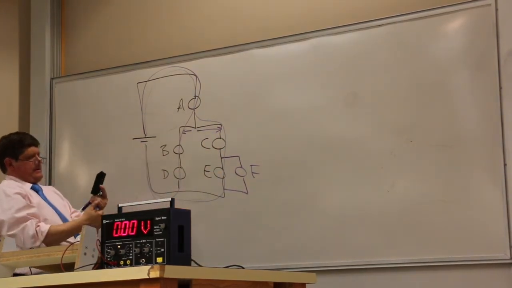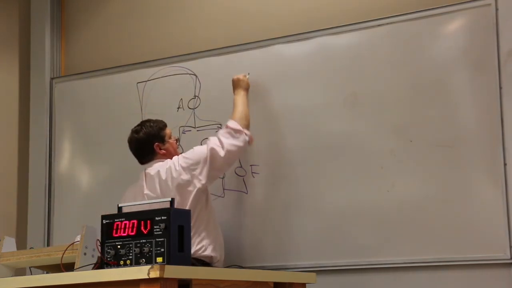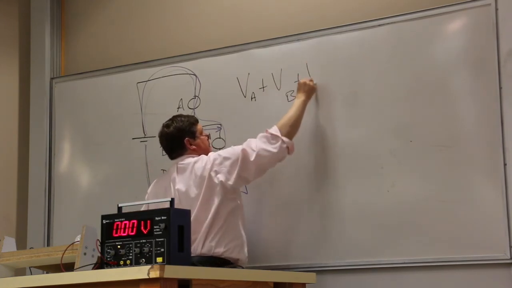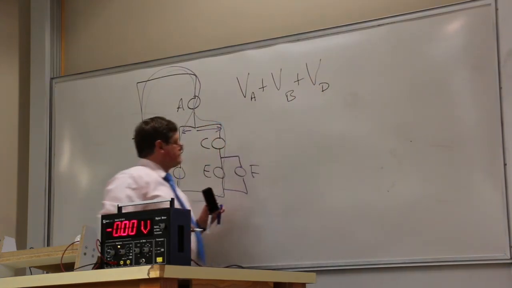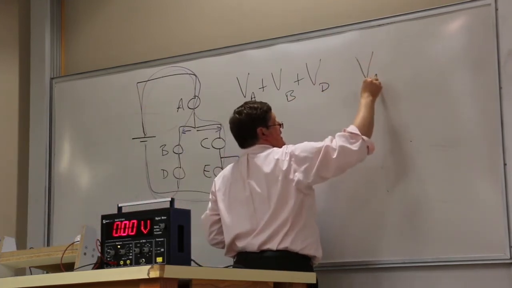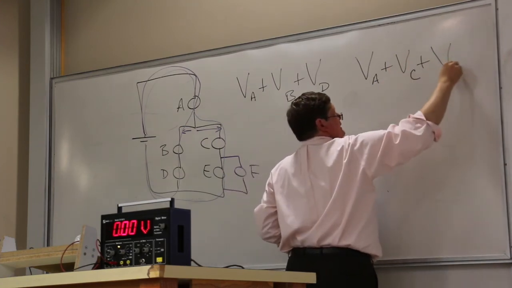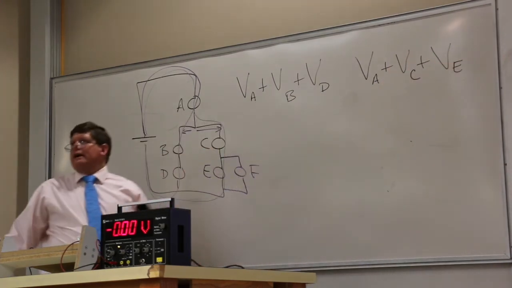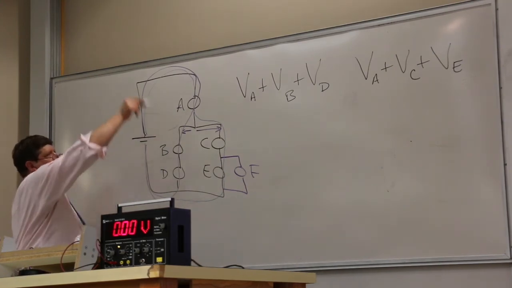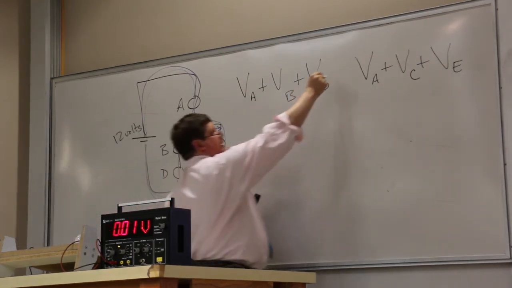Okay? So in this case, the purple path would be A plus B plus D. The blue path would be A plus C plus E. And whenever I say V, I mean delta V. Just give me a break here. Now, both of these paths add up to the 12 volts of the battery, and so they have to be equal to each other.